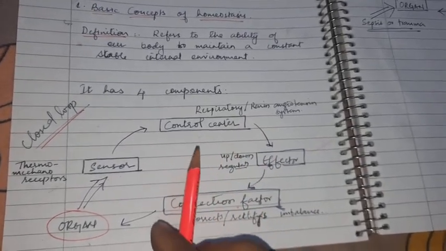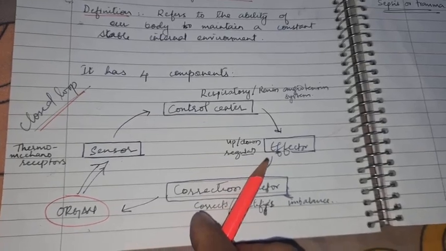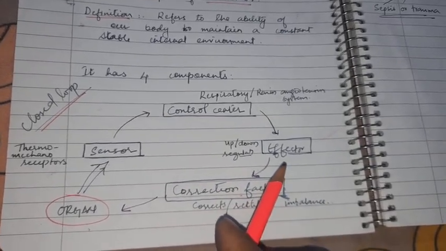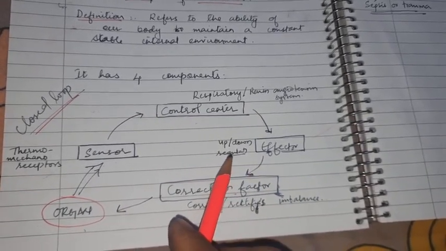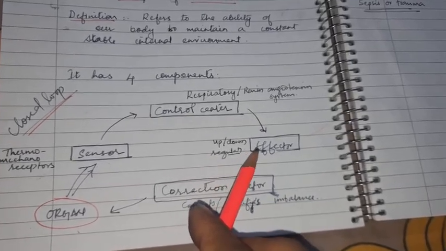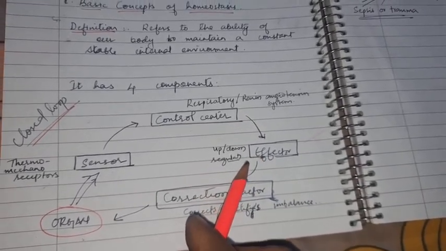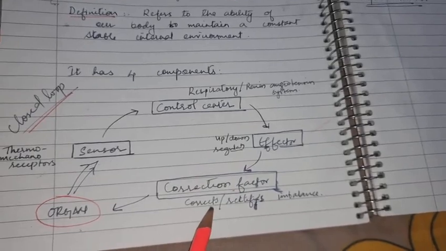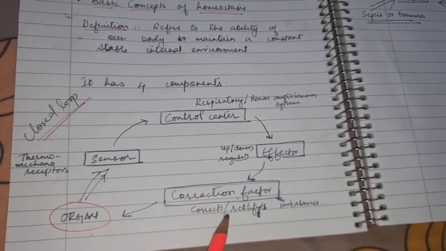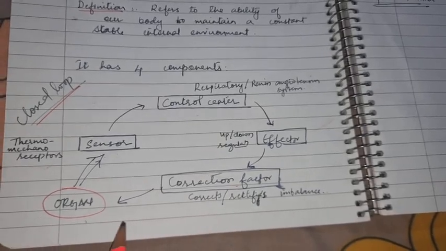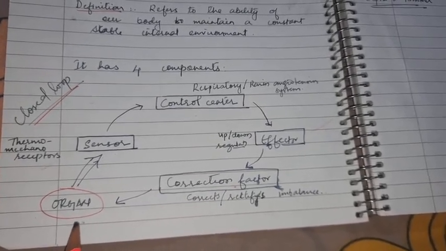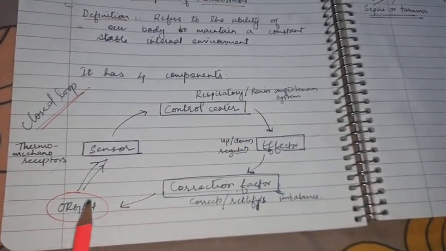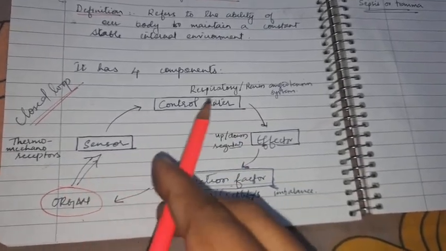From there, the control center sends stimulus to the effector for up regulation or down regulation of the systems, such as if there is hypovolemia, then there will be up regulation of the blood pressure. If there is hypertension, then there will be down regulation of the cardiac output. Then this effector sends a correction factor, that is, sends a stimulus. This corrects or rectifies the imbalance. This correction factor goes and acts on the organ itself. So this is a closed loop. Okay, there are no open ends, as you can see, right?